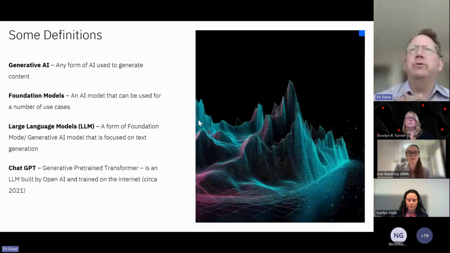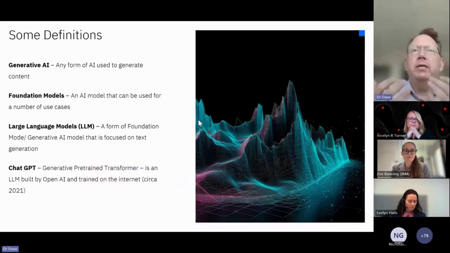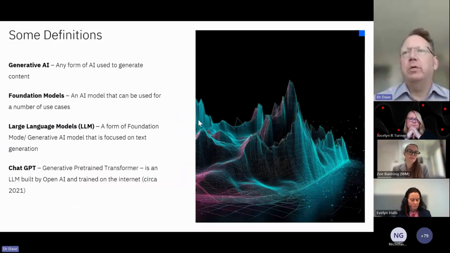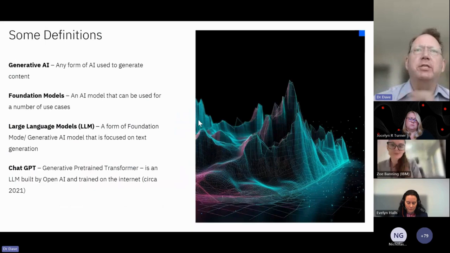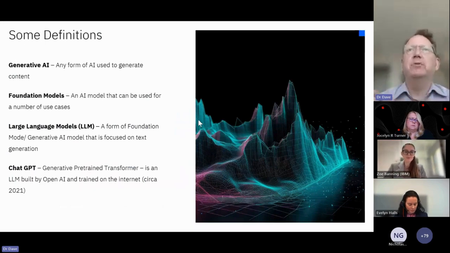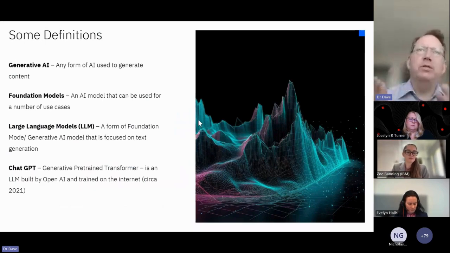And there's this idea of what you refer to as generative AI. This is anytime you're using AI to generate content. Then you have probably heard the term large language models. This is a form of foundational generative AI that's focused on text generation. And I'm pretty sure that most of the people on the call would have had a chance to play with something called ChatGPT, which is a large language model, which is a form of foundational generative AI. Okay, so those are sort of definitional.